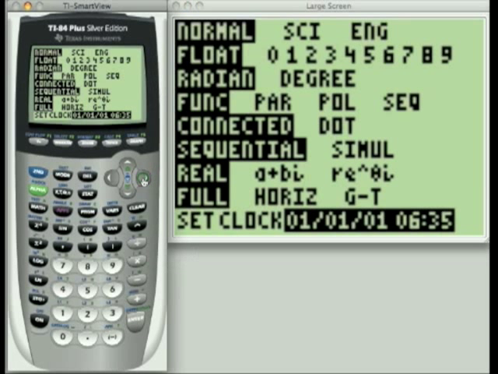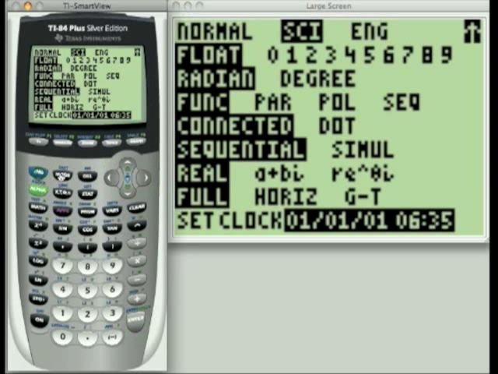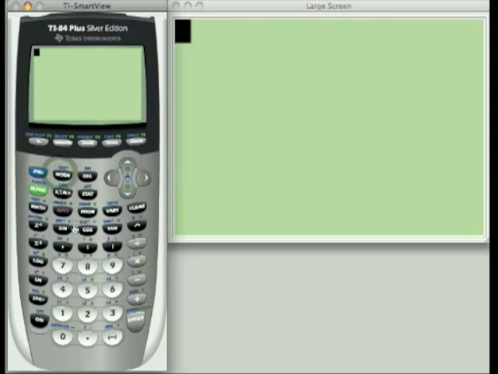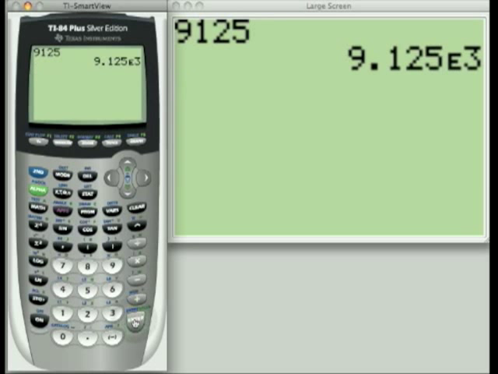What I'm going to do is choose scientific notation right now and show you what happens when we have this chosen. I'm going to go back to my home screen and I'm just going to enter in a number, 9125. When I hit enter, the calculator shows this number in scientific notation.